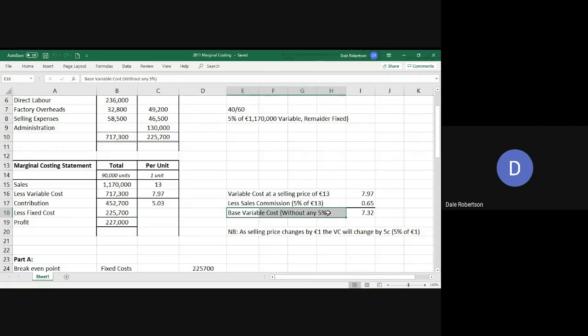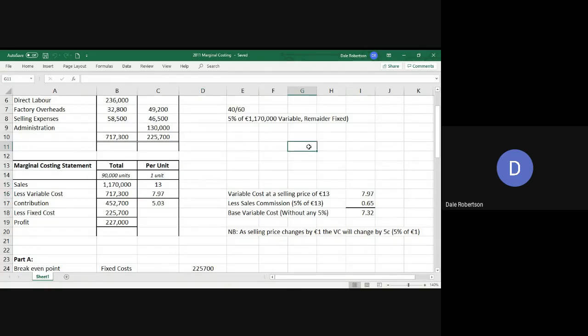That's important for later on in the question because this variable cost will fluctuate up and down, as these two will go up and down together in tandem. If 13 euro goes up to 14, well, then the variable cost will go up to 8 euro and 2 cent. How do I get that? I'm just going to maybe do that out here.